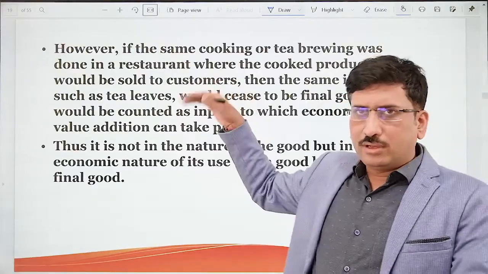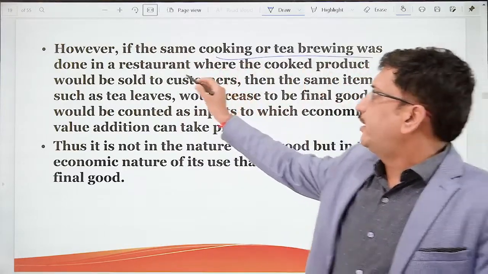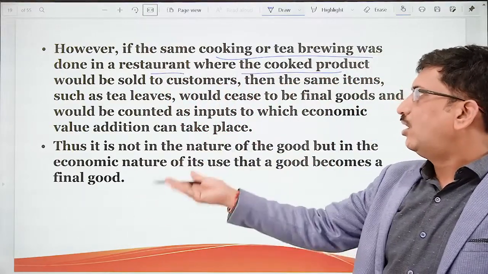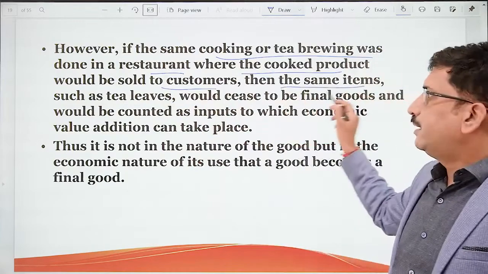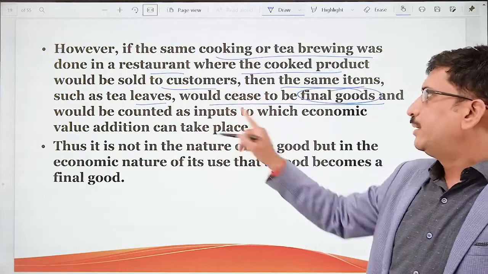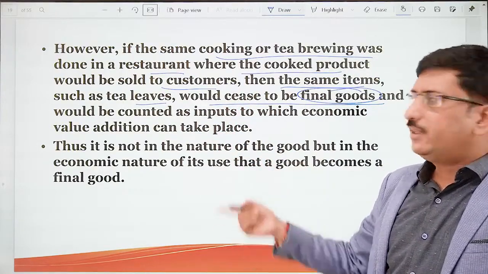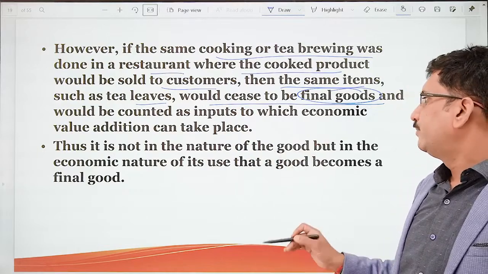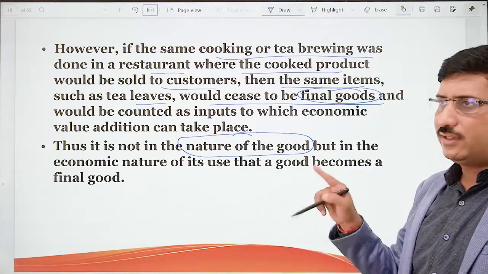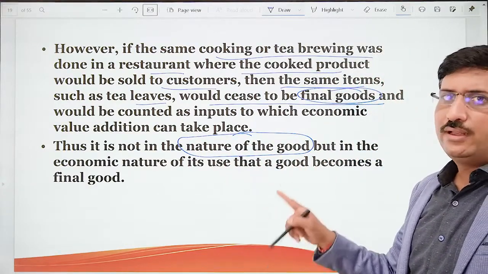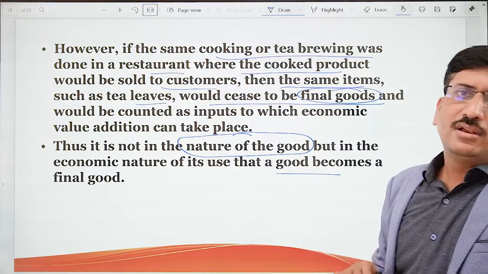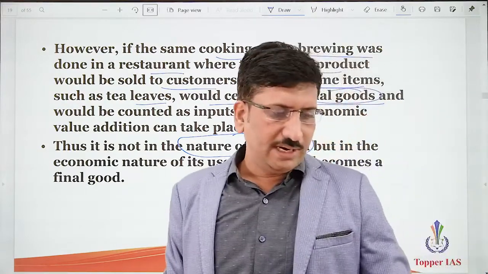So if the same cooking is happening in the restaurant, the economic activity has not ended. It is still on because it is sold to customers. Then the same items such as tea leaves would cease to be final goods. Now the same tea leaves are not final goods because they are used to prepare the tea. So they are intermediate goods. You need to understand that just by seeing the good, you cannot say whether it is a final good or an intermediate good. If the final exchange is happening for money, then you have to say that it is a final good. If not, it is still an intermediate good.